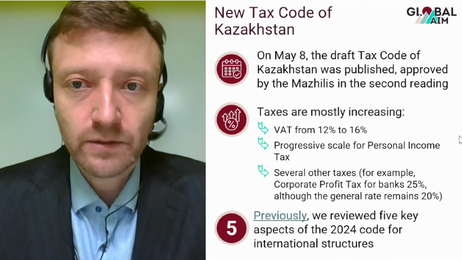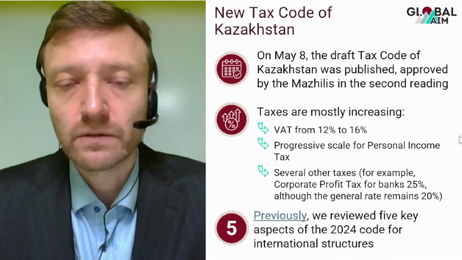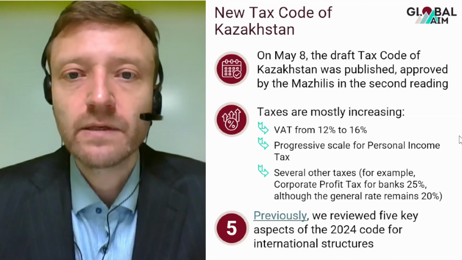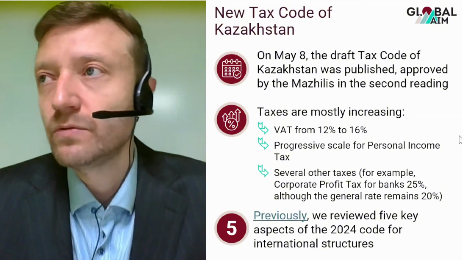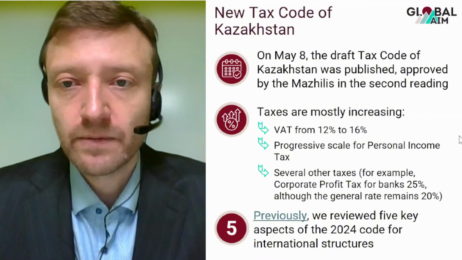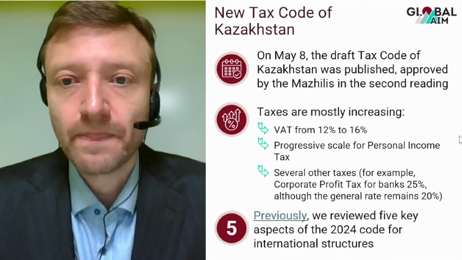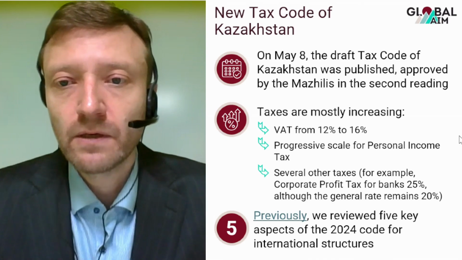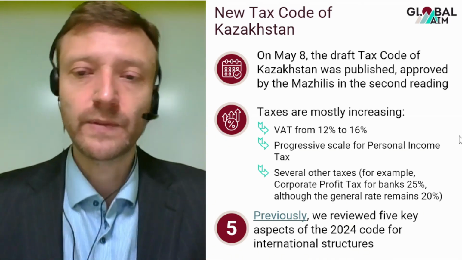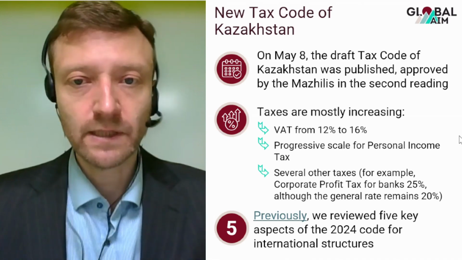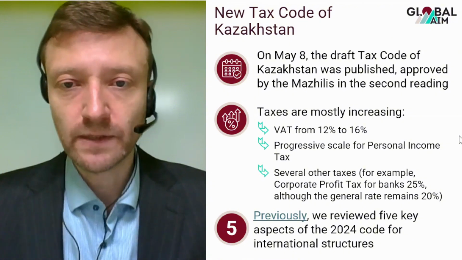And taxes are mostly increasing. VAT is going to be raised from 12% to 16%. A progressive scale for personal income tax is introduced up to 15%, while currently personal income tax is just 10% in Kazakhstan. And several other taxes are introduced. So, for example, although the general corporate income tax remains at the current level of 20%, for certain activities such as banks, the financial industry, the rate is increased to 25%.